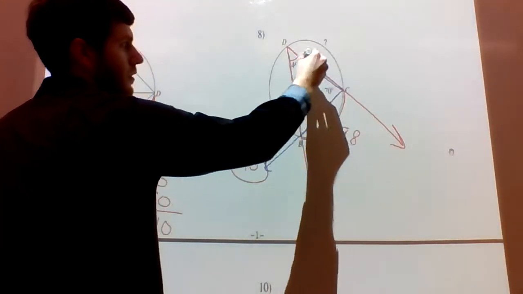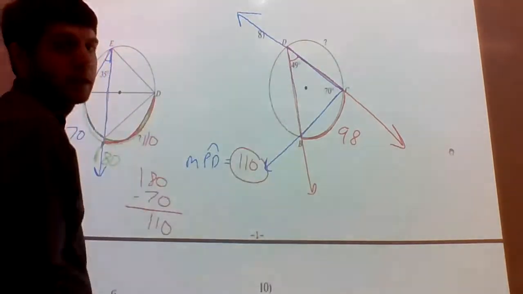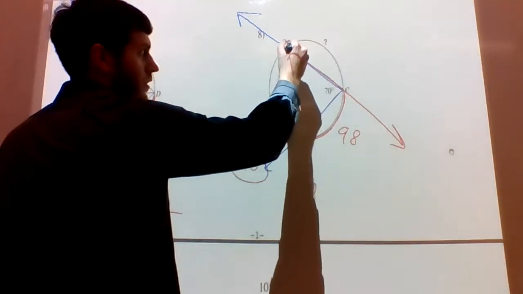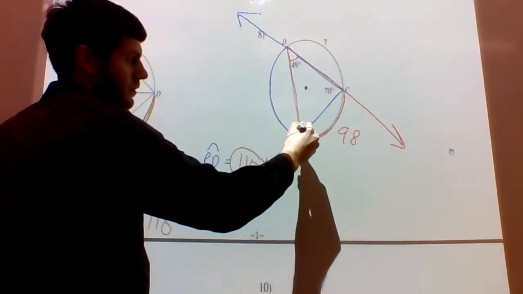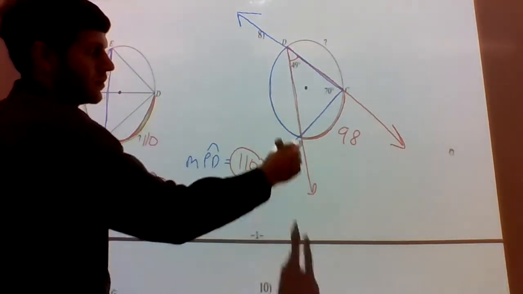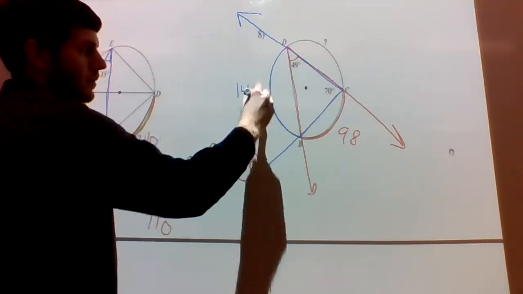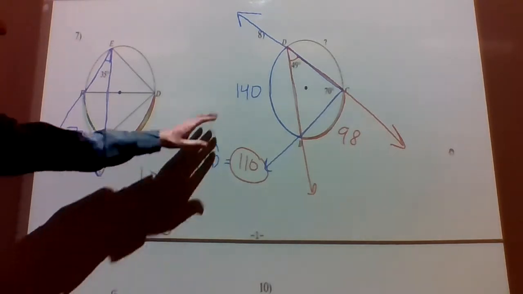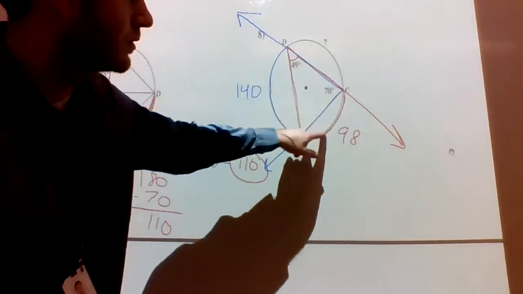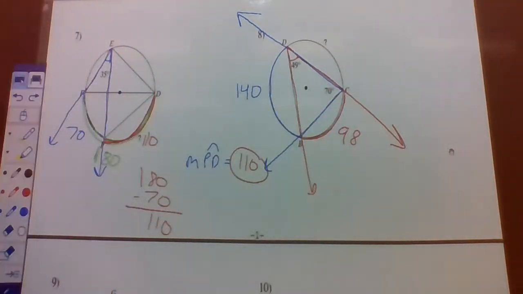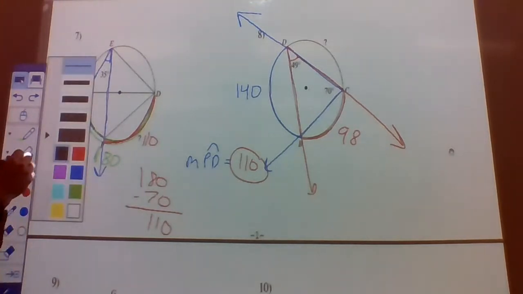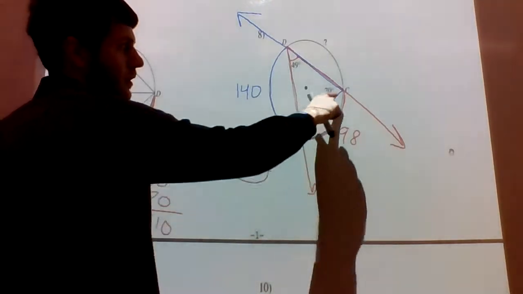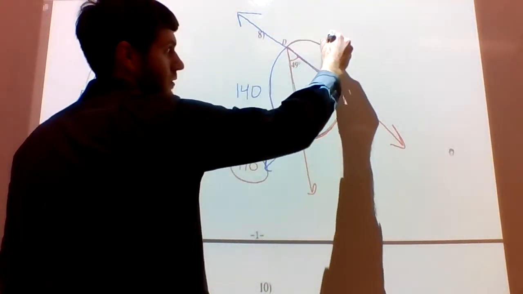Okay, we have another angle here at C. On this angle, this is 70 degrees. So here's our intercepted arc. That's going to be 140. It's double the measure of the inscribed angle. So we now have this blue piece and this red piece. Now we can find the measure of arc CD here.